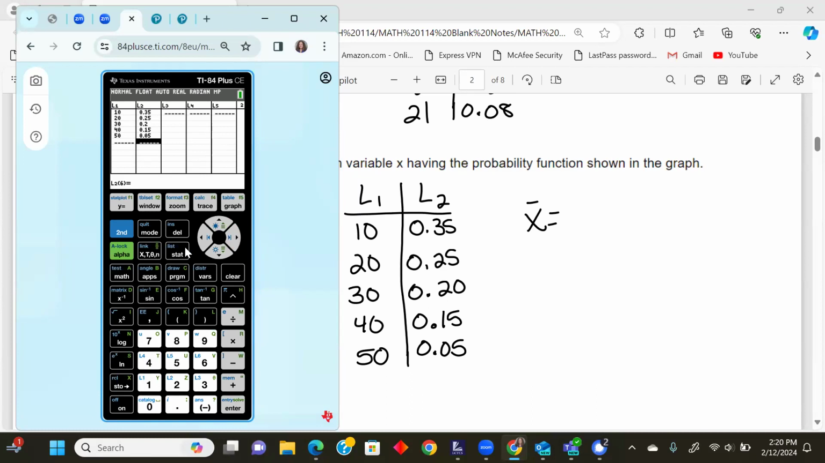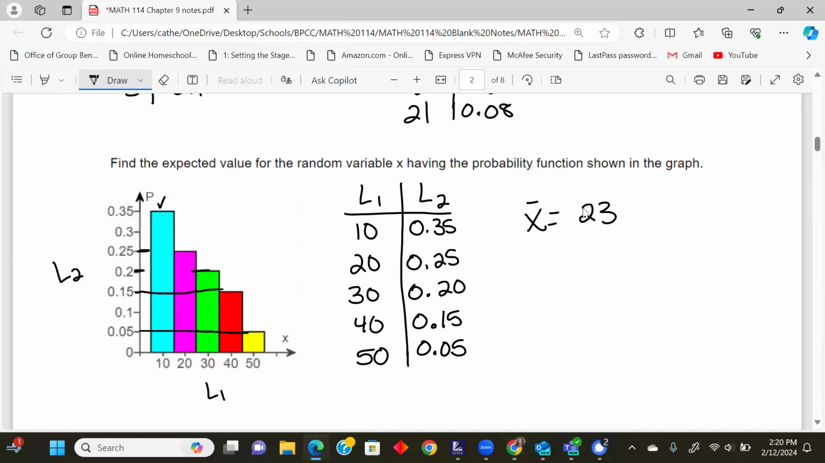Gonna double check my numbers are correct. Looking good. So we hit stat, go over to calculate, and we're on 1-Var Stats. Hit enter. Again, L1 is our list, our frequency list is L2, that's our probabilities. Hit calculate. So that average is going to be 23. Average should be somewhere between pretty much those middle values. It's more heavily weighted on the lower side, so that's why it's 23 as opposed to being more towards 30.